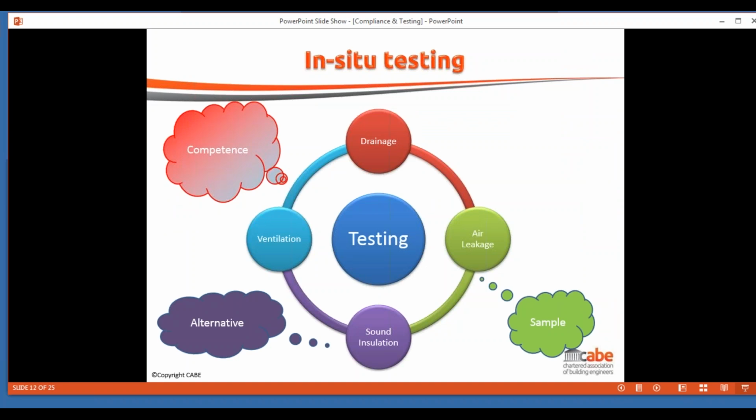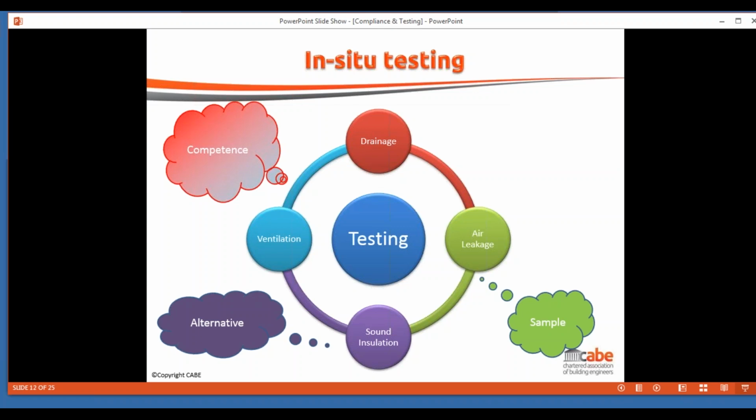So when we're looking at the sort of things we get in terms of in situ testing at the moment, the typical in situ tests that we see are drainage, air leakage, sound insulation, and ventilation. And with some of these, there are some key issues. With most of these things, if we're looking at ventilation testing, drainage testing, there is no defined level of competence or qualification or even requirement to be signed up to any form of certification body or competent person scheme. So there's a query over who's actually doing some of this stuff.